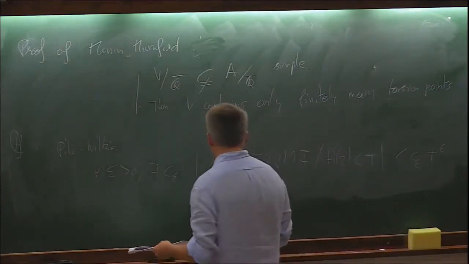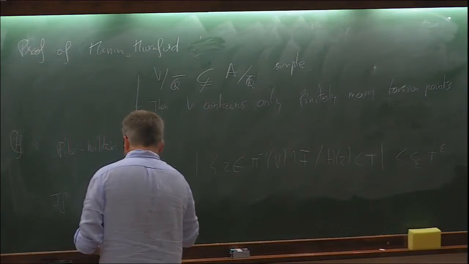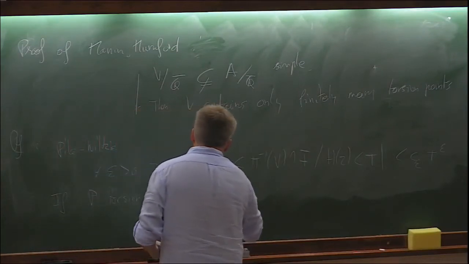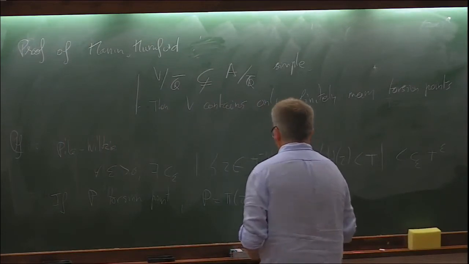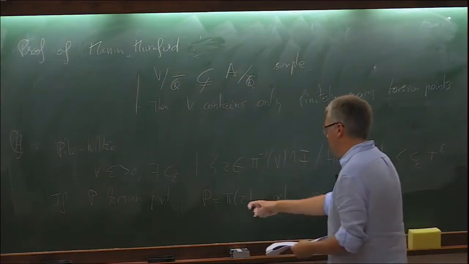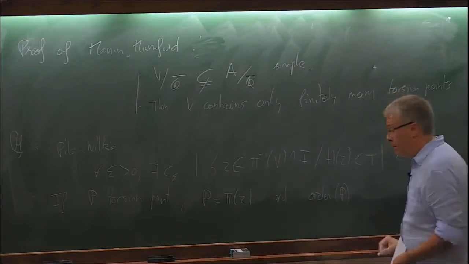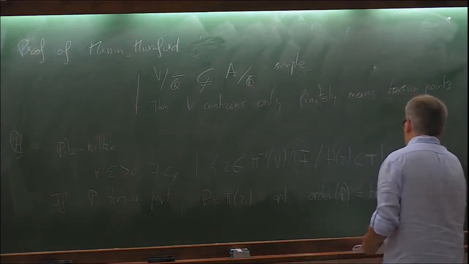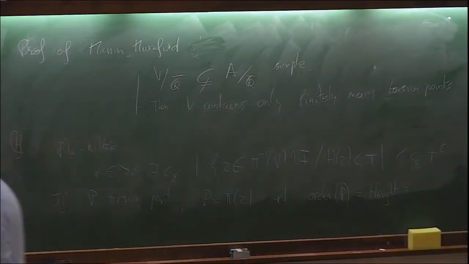So now if P is a torsion point, this means that P is of the form pi of Z, and basically now you have to understand what is the height. Well, the height of this Z is the order of the torsion point. Okay, so to compute this height, this is the same thing as the order of the torsion point.